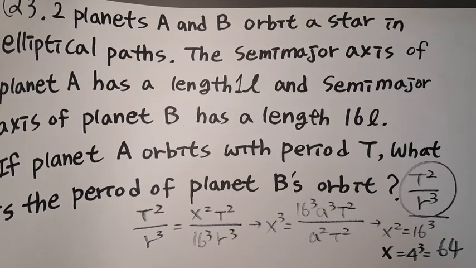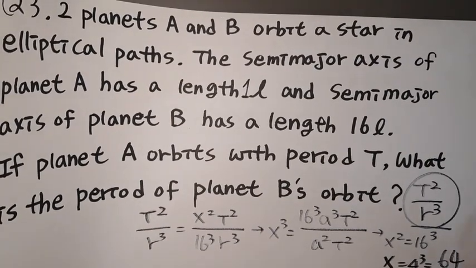So the period of planet B's orbit is going to be 64.